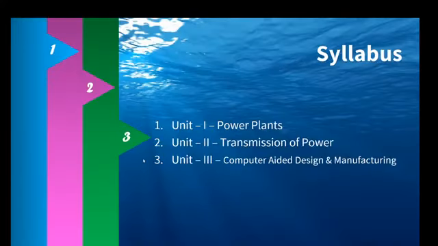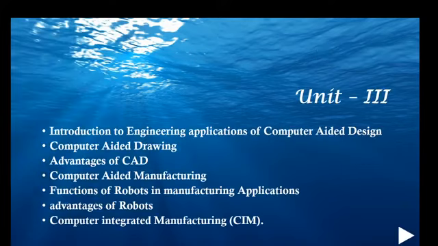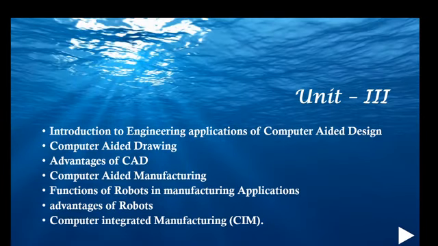And from the third unit, we are going to study computer aided design and computer aided manufacturing, popularly known simply as CAD CAM. In this unit, we are going to study how design takes place with the help of a computer, and how manufacturing takes place before the real-time product by using the computer. Then we will study the functions of robots in the manufacturing industry and the advantages of using robots in manufacturing.